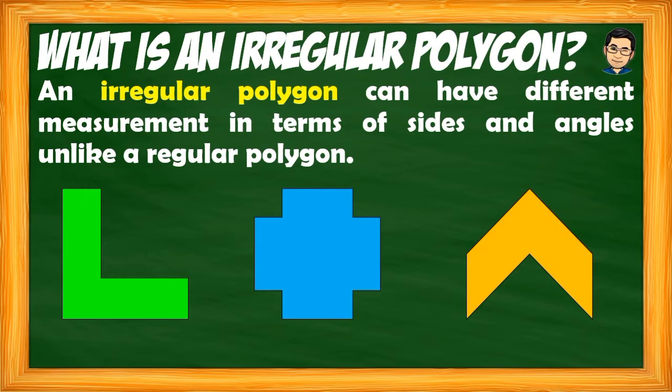Like for example, itong portion na to, this measures 2 meters. Itong portion naman na ito, hindi yan pwedeng maging 2 meters po. Like for example, we have this one as 6 meters. Dyan pa lang po, considered na po yan as irregular kasi hindi sila magkapareho ng sukat. Same with other figures po. Those are just some examples of irregular polygon.